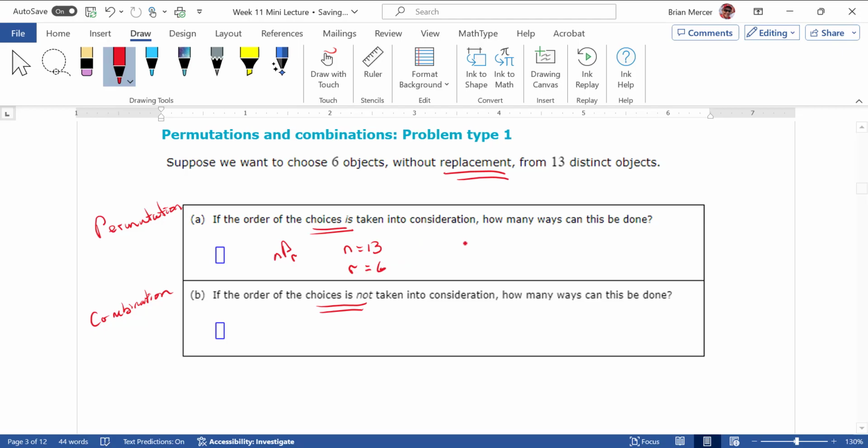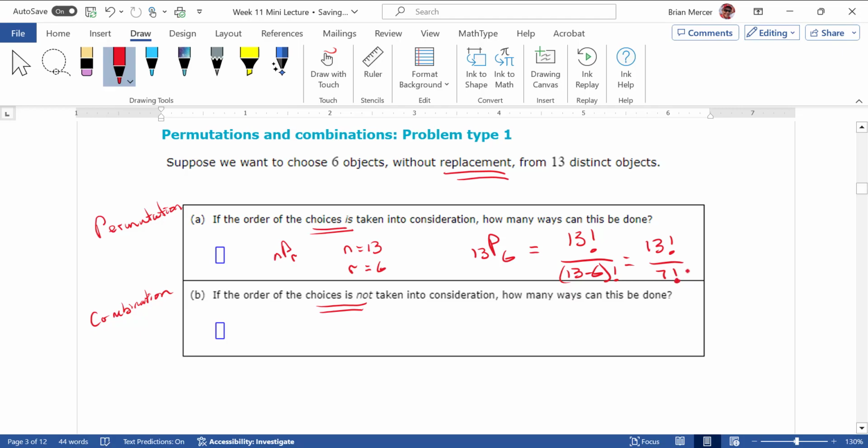And so that is 13P6, written in that notation. And what that means is 13 factorial over (13 minus 6) factorial. You want to understand what this means so you can at least set it up by hand, but then we're going to use a calculator to actually do it. So 13 factorial over (13 minus 6) factorial, that's 7 factorial.